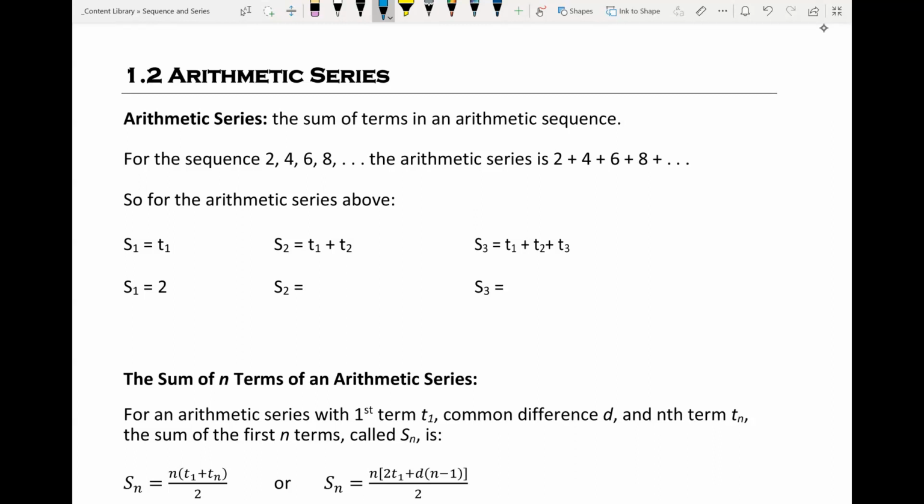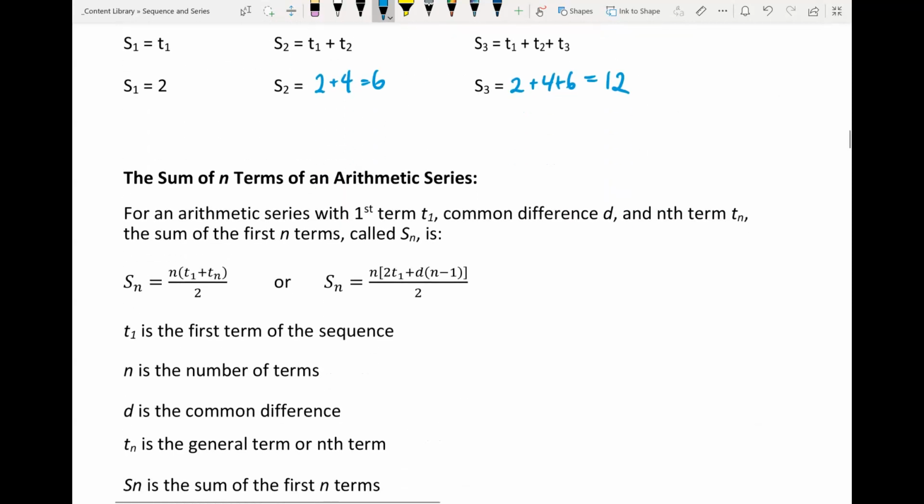So if we have a sequence 2, 4, 6, 8, the arithmetic series is going to be 2 plus 4 plus 6 plus 8 and so on. So for the arithmetic series above, if we're looking for S2, which is the sum of term 1 and term 2, that'll be 2 plus 4, which is 6. That means S2 is 6. And if you look at S3, it'd be 2 plus 4 plus 6. We're going to add up the first 3 terms, which is going to be 12.